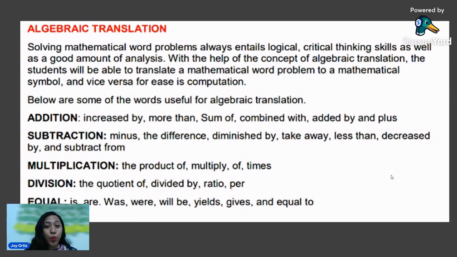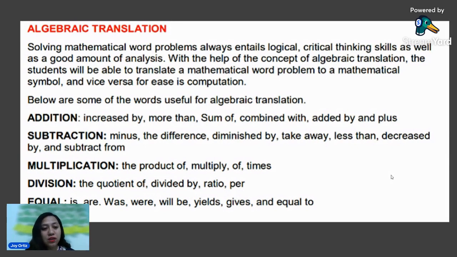Solving mathematical word problems always entails logical, critical thinking skills as well as a good amount of analysis with the help of the concept of algebraic translation. The students will be able to translate a mathematical word problem to a mathematical symbol and vice versa for ease in computation. Below are some of the words useful for algebraic translation.